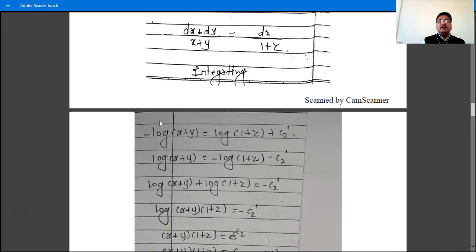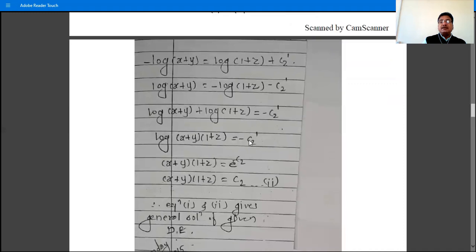And so we have the log minus log x plus y as the integration, this minus sign, and the integration of this factor is what? Log x plus y is equal to log 1 plus z plus c2 dash. Suppose c2 dash is the constant of integration. And then shift this negative sign, and we have log x plus y plus log 1 plus z. Log a plus log b is log a into b, is equal to minus c2 dash.